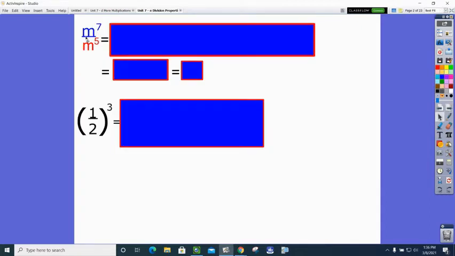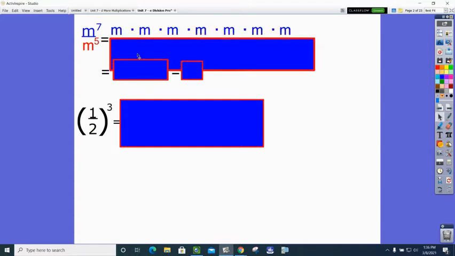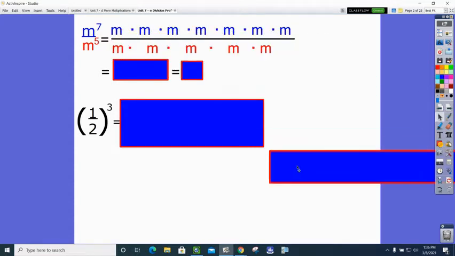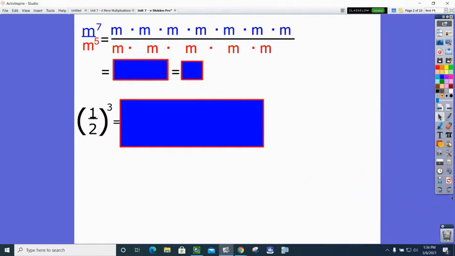And let me just show you again. If I take those 7 factors of m and put them on the numerator, and those 5 factors of m and put them in the denominator, basically I can cancel and cancel and cancel and cancel and cancel, because m over m would be 1. So we'd have 1 times 1 times 1 times 1 times 1 times m squared.